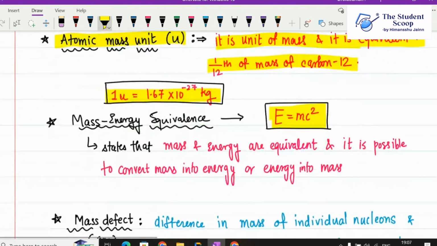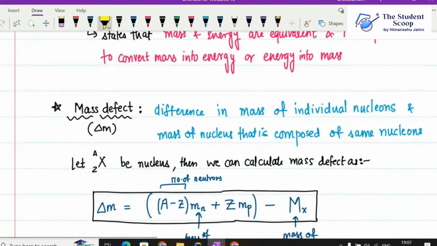Okay. Then we will talk about the more important part, that is mass defect. What is a mass defect? There is a difference in mass of individual nucleons. Okay. So the mass of a nucleus and the mass of the individual nucleons, they are different. Okay.